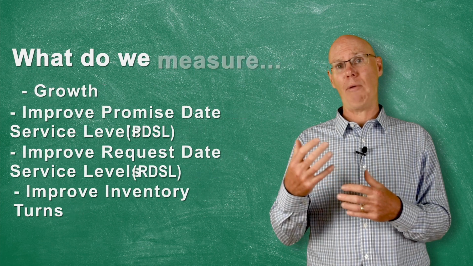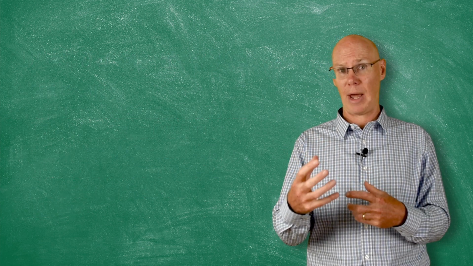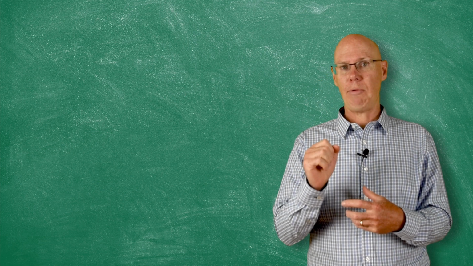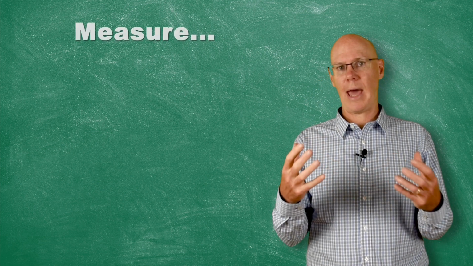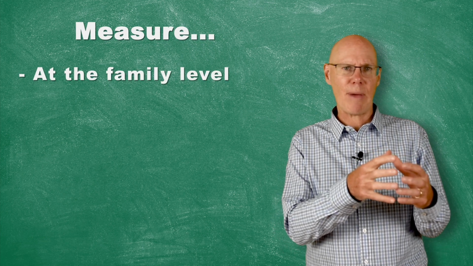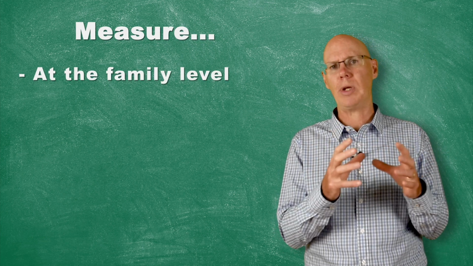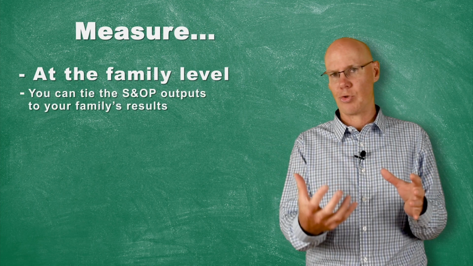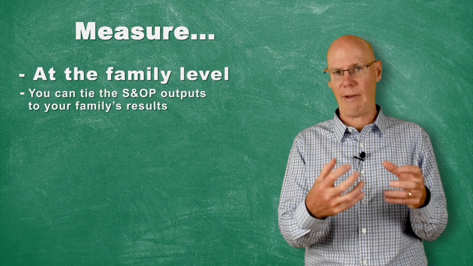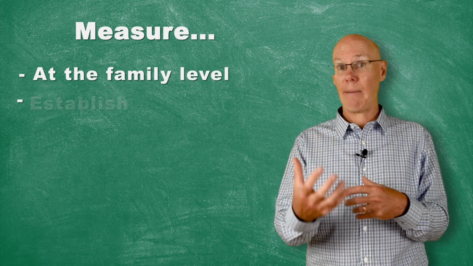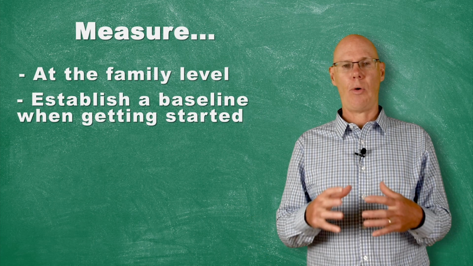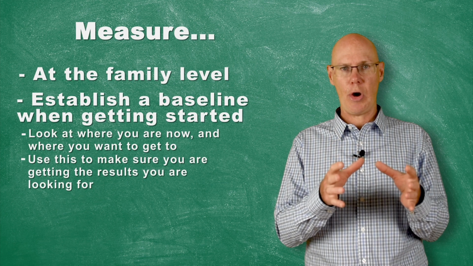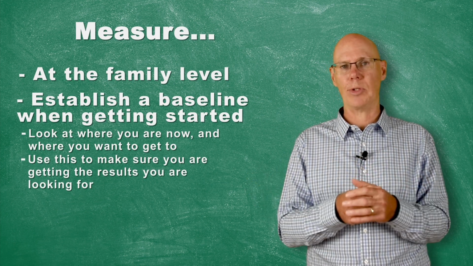drive towards. So I wouldn't call that necessarily a standard measurement, but I would tell you how I would recommend doing that measurement. First of all, I would do this at the family level. We often have these metrics at a broader business level, but do it at the family level. That way you can tie what you're doing from an S&OP standpoint, what you're driving from a strategy, to that family result. Establish a baseline when you're getting started. So where are you now? Where do you want to get to? Establish that baseline so you know that the process is driving the improvements you're looking for.